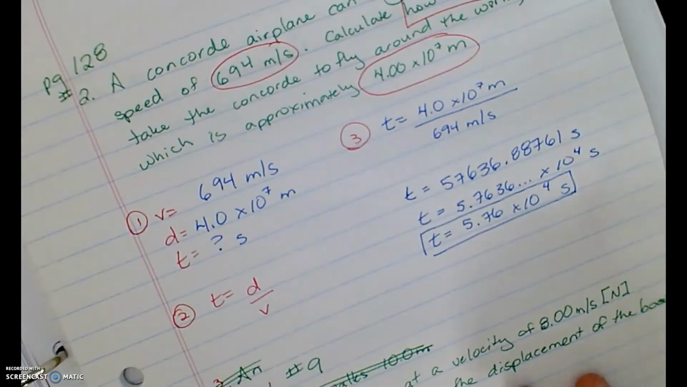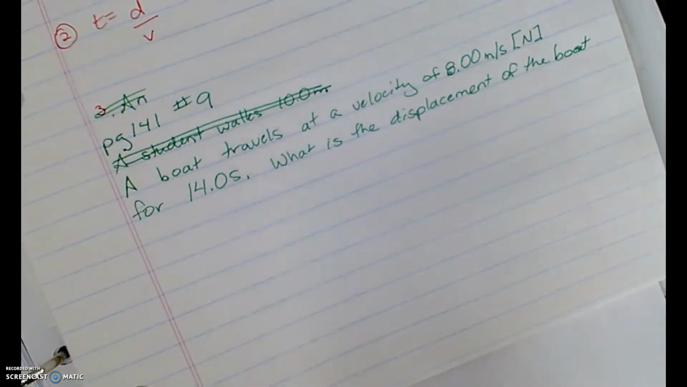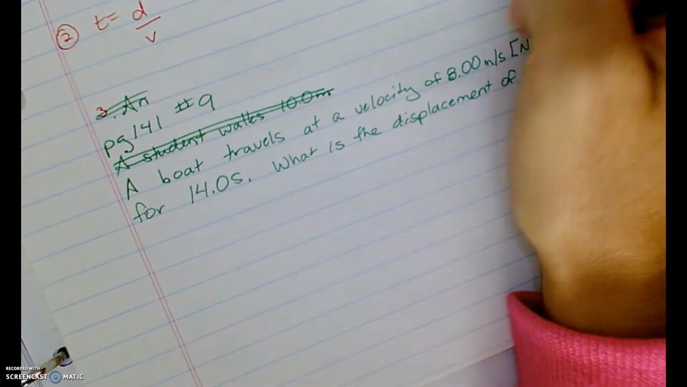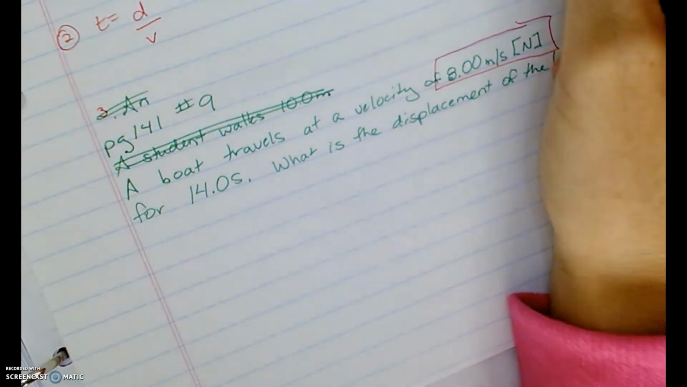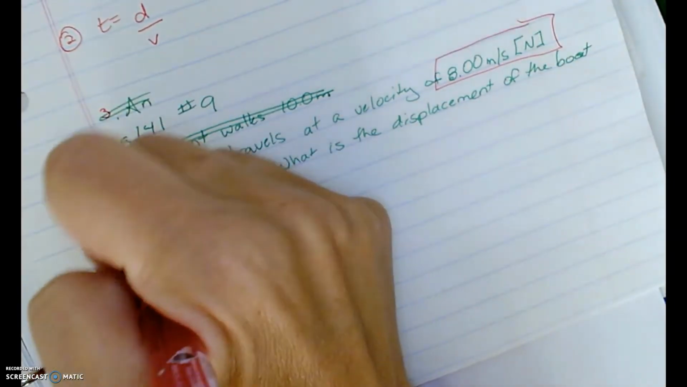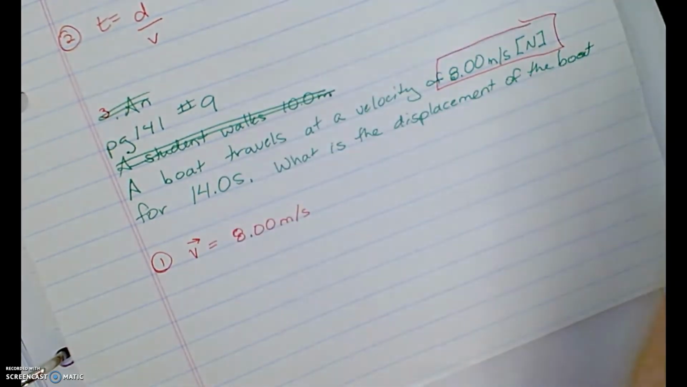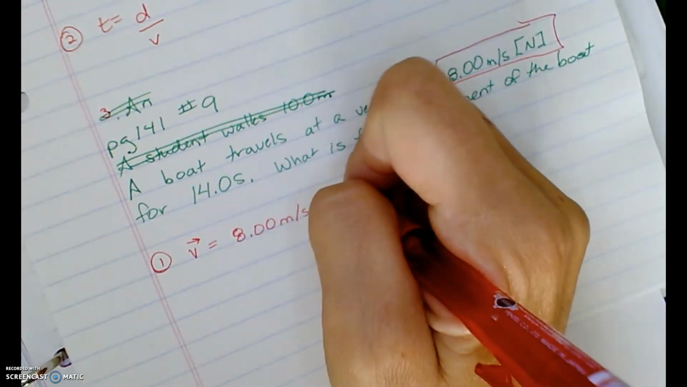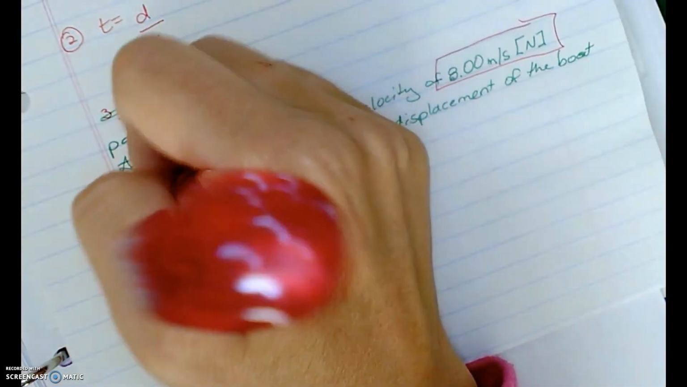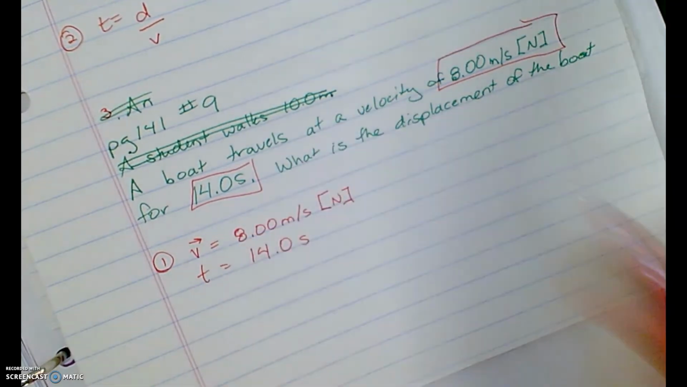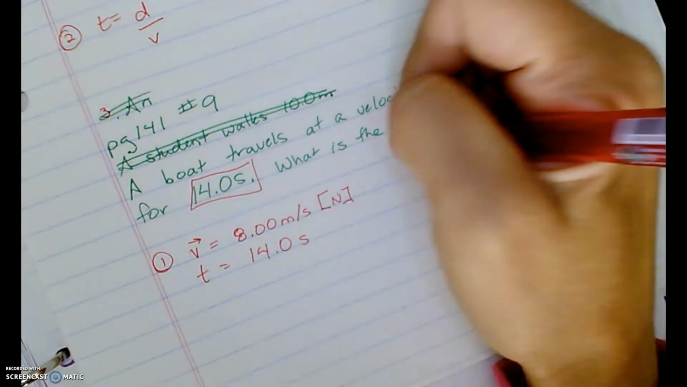Okay, page 41, number 9. A boat travels at a velocity of 8 meters per second north. Okay, so velocity has direction. So let's put that in with listing our variables. And let's throw the north in there. Okay, for 14 seconds, that's time. And it says, what is the displacement?